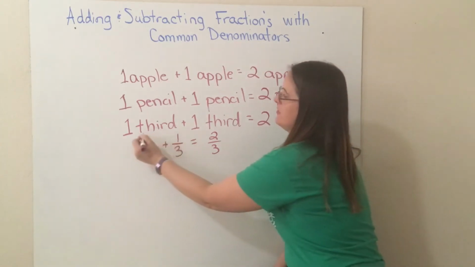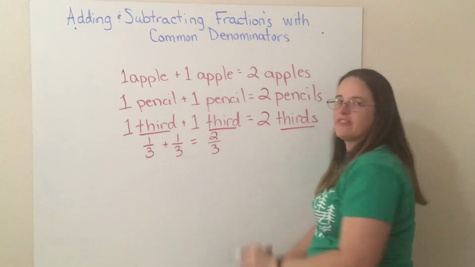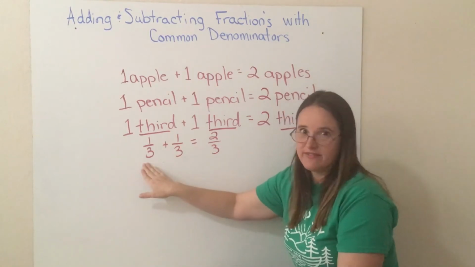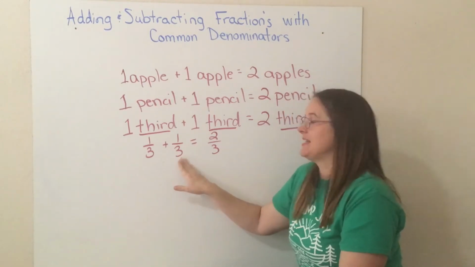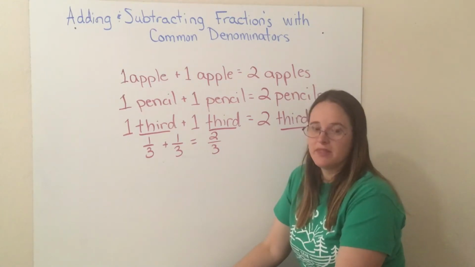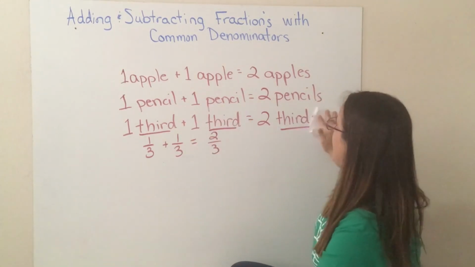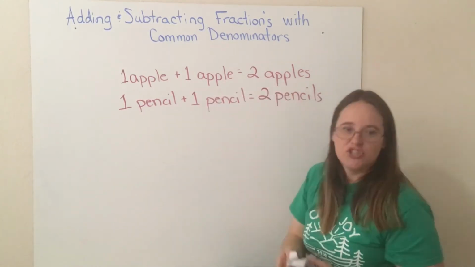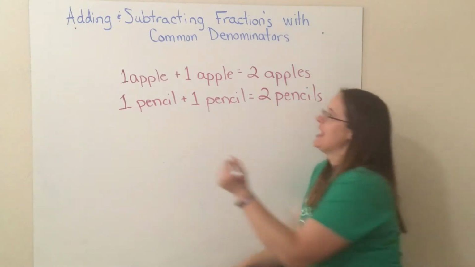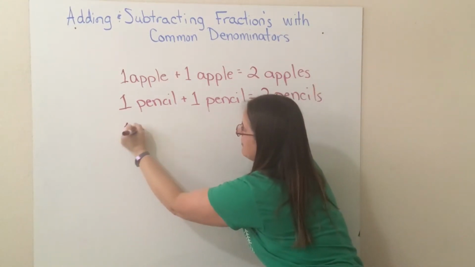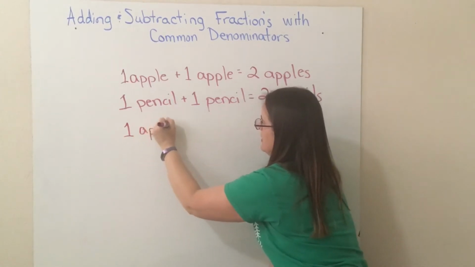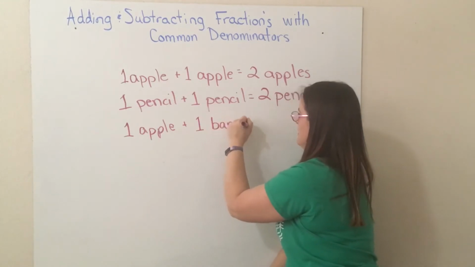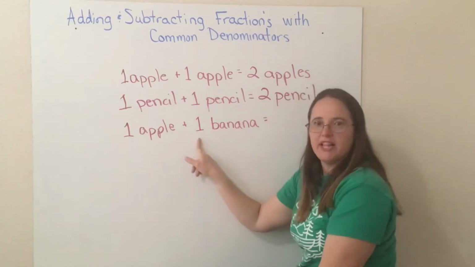It's not hard when you think about it with the words as opposed to looking at the numbers. We're adding one of the same thing plus something else of the same thing, so we end up with 2 of them. Okay, so I'm going to stick with my apple analogy here. If I have 1 apple plus 1 apple, I get 2 apples. What happens if I have 1 apple plus 1 banana? It's still 1 plus 1.